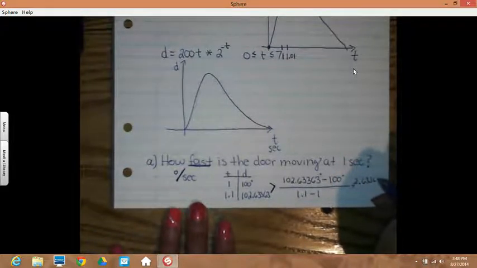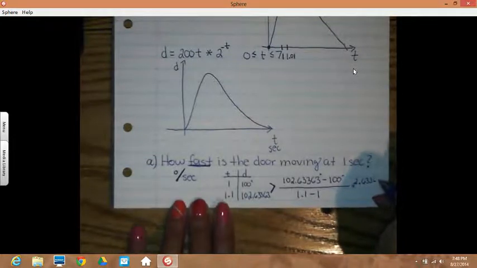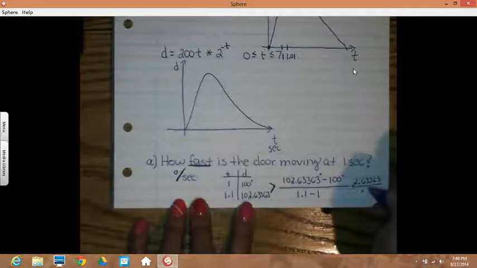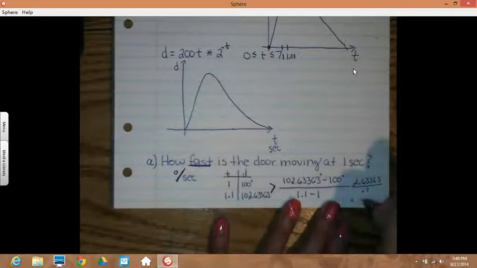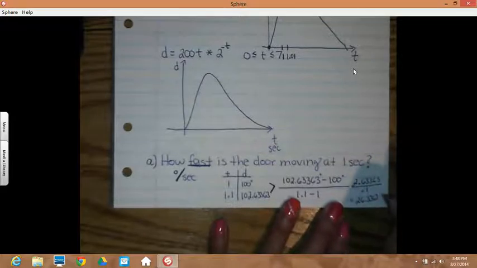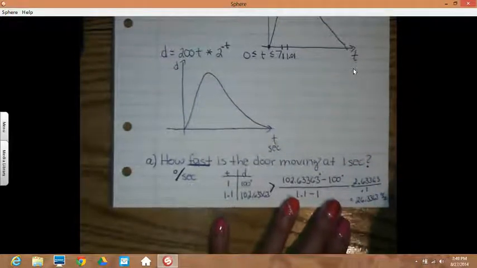0.3363. Oh, I did 0.0. I'm not matching my notes here, but it's good. Over 0.1. And now when I divide, I'm going to get 26.3363 degrees per second. Make sure you're labeling.